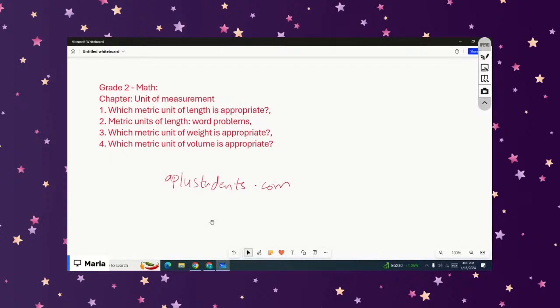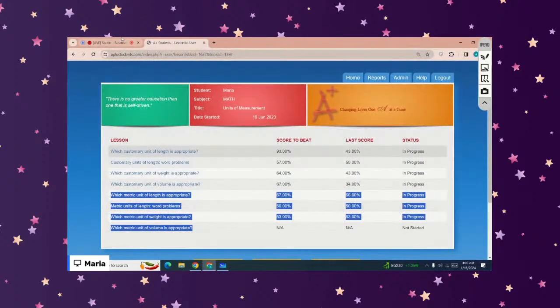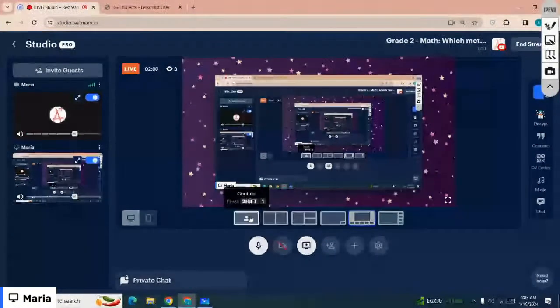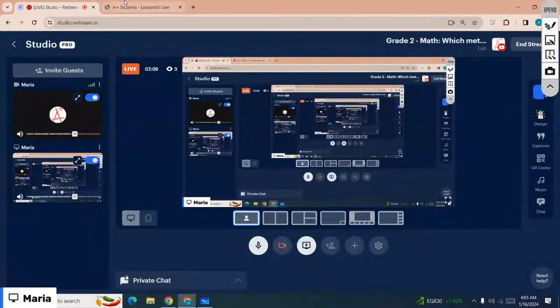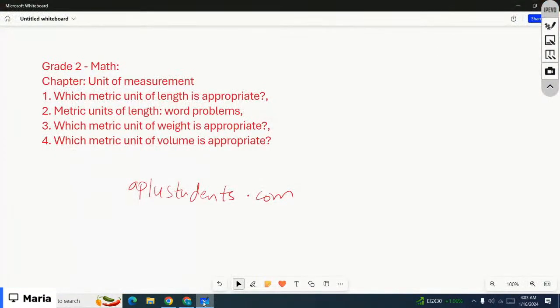You can find all the lessons on aplusstudents.com. You have to log in there using your email address and the password provided by the administrator. Then you have to select math from the subject tab, scroll down to grade 2 and then click on view all lessons.